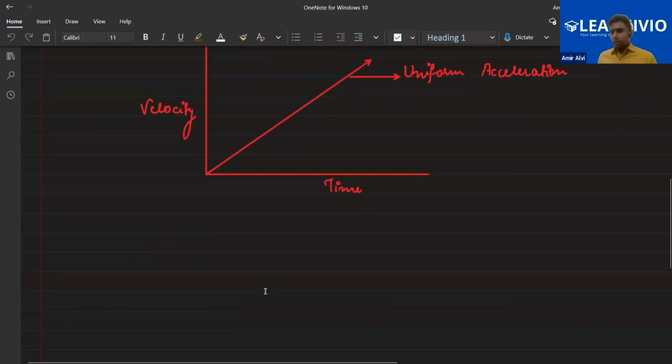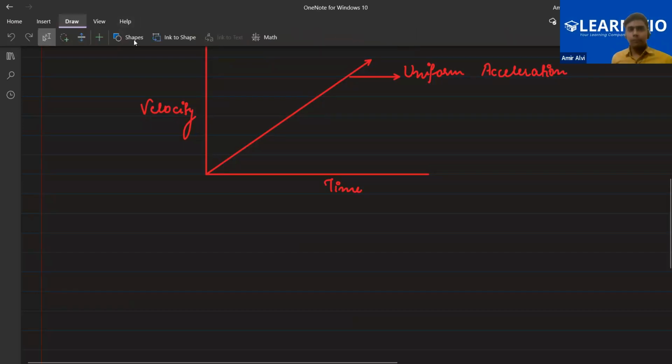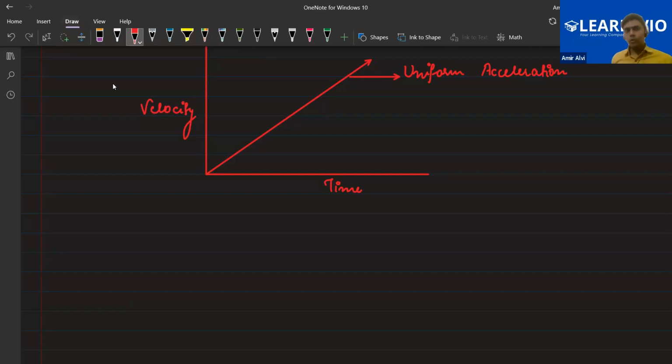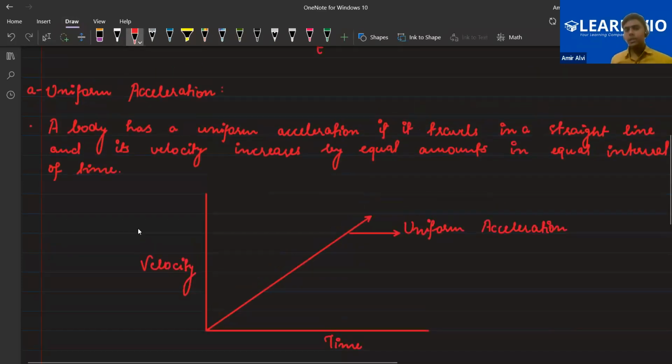Okay, so let's start the class. We have already waited a lot for the remaining students, so let's start without any delay. In the last class, I told you about uniform acceleration. Uniform acceleration is the kind of acceleration in which the body increases its speed uniformly, its velocity increases by equal amounts in equal intervals of time, right?